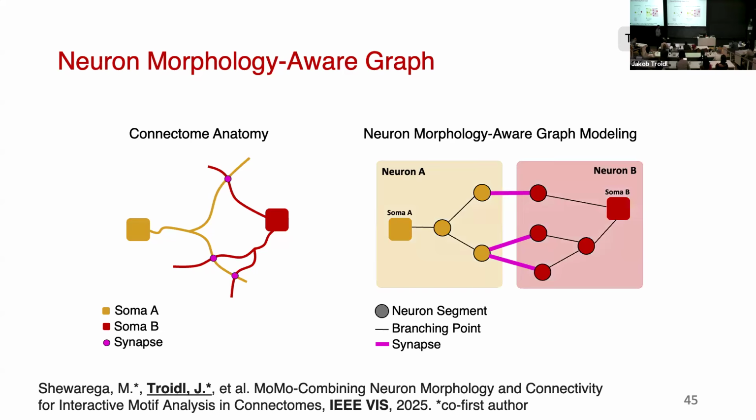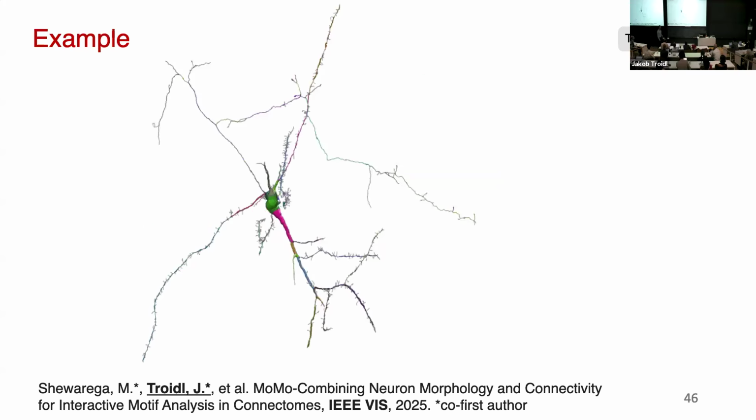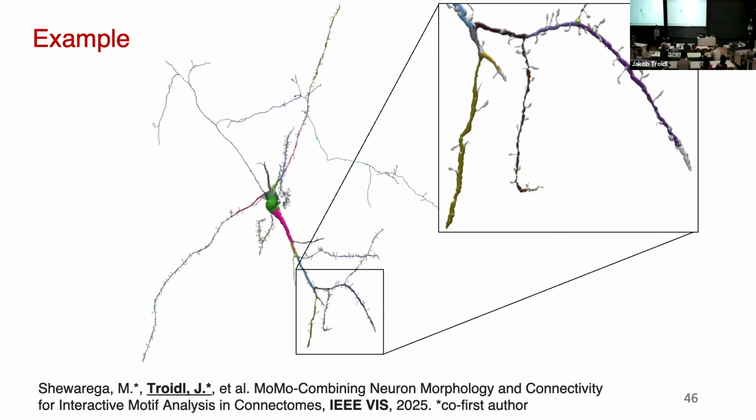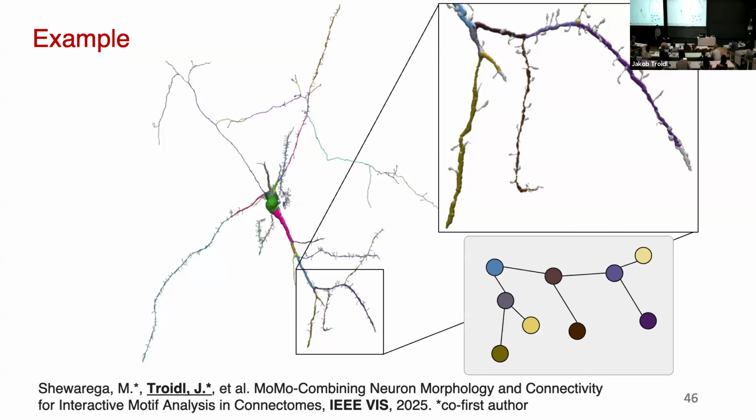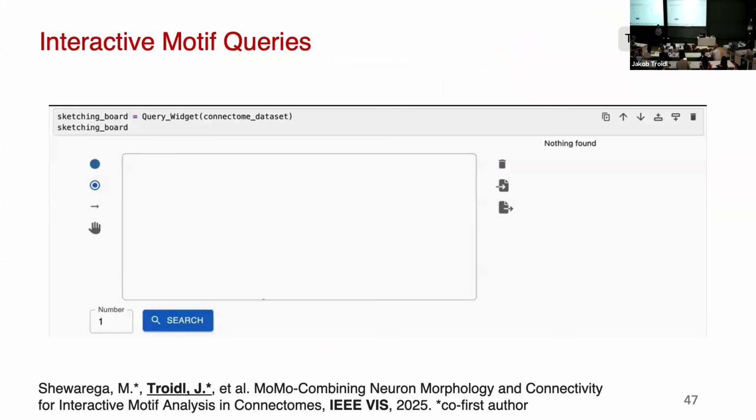And importantly, the key difference to the previous system is that previously neuron A would have been represented by a single node in our graph. Now, using this additional morphology-aware graph, neuron A and neuron B are represented by sets of nodes that reflect how they are wired. Here's how this looks on a mammalian neuron of the mouse. The segments are colored differently, and for a small subsection here, I show how this graph is structured.